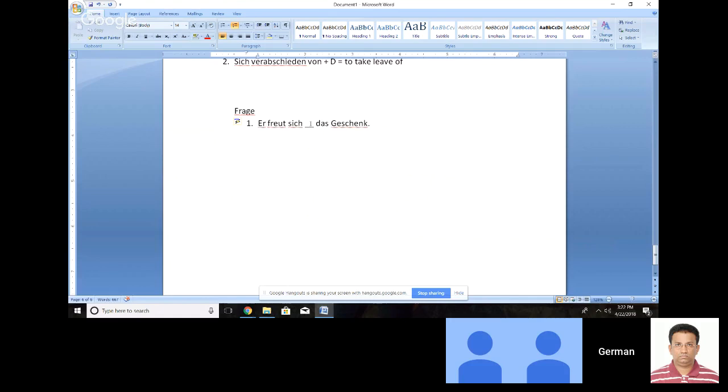Now translating the sentence, freut sich das Geschenk. So it could be freut sich über das Geschenk or freut sich auf das Geschenk. He is happy about das Geschenk. That's why the answer is über. You have to look at which case it is and the verb.